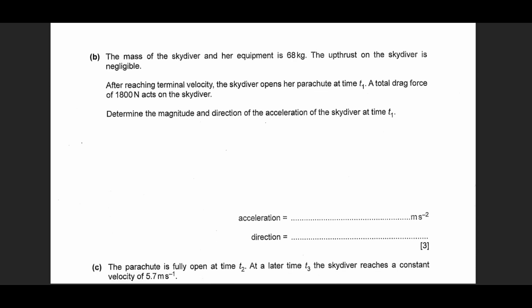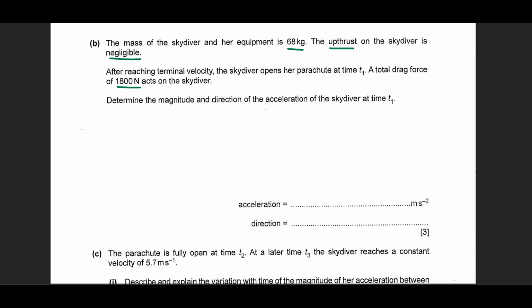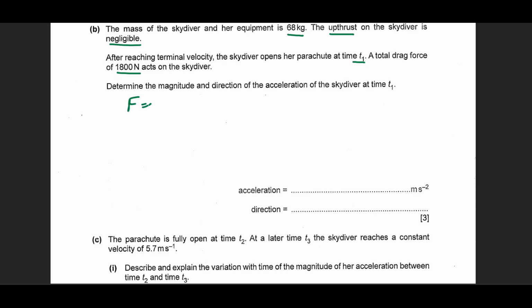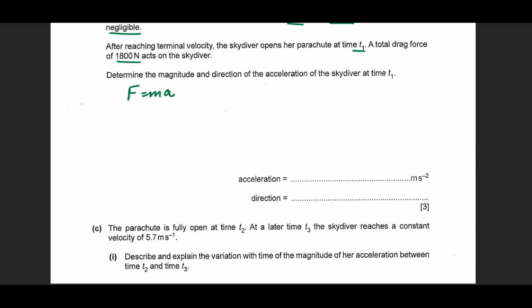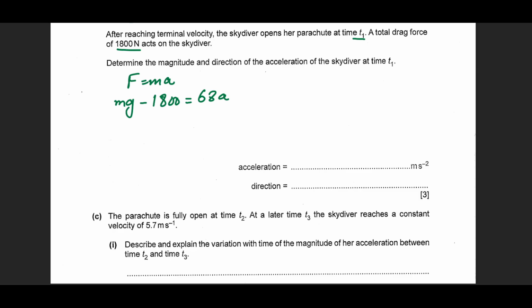So part B, he says the skydiver has a mass of 68. The upthrust is negligible. Okay, fine. And there is a drag force of 1800 newtons at time t1. So determine the magnitude of acceleration. Okay, fine. So we have F equals ma. What are the forces acting on the object? There is the weight of the object, which is pulling it down. That should be mg minus the drag, which is 1800, equals the mass of the object, 68, into acceleration, which we want to find out. So mass is 68 multiplied by 9.81, right? Minus 1800 equals 68 into a.